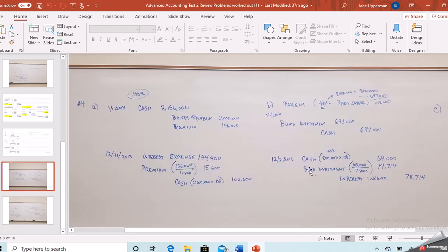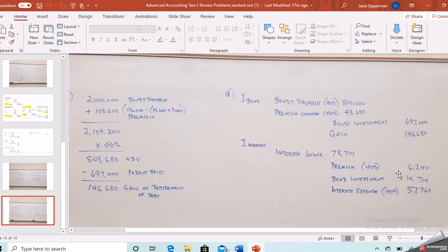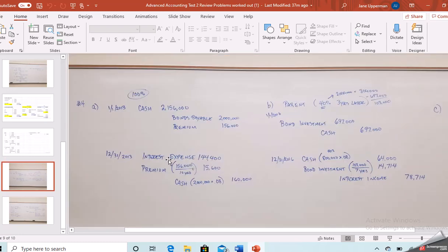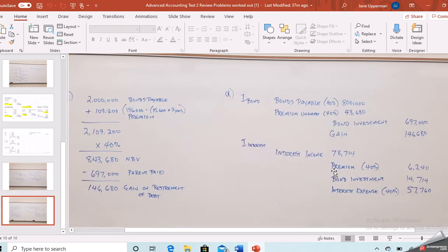So if we look over here, this $14,714 to the bond investment, I'm just crediting that to eliminate it. Go back again. The parents, I can't eliminate the entire premium because again, it's only 40% that I get to eliminate. So I take the $15,600 times 40% and I eliminate that. And then those are my two entries. So then that is what you'll have to do on your test: the parents' entries, the sub entries, calculate the gain or loss, and then the consolidating entries.